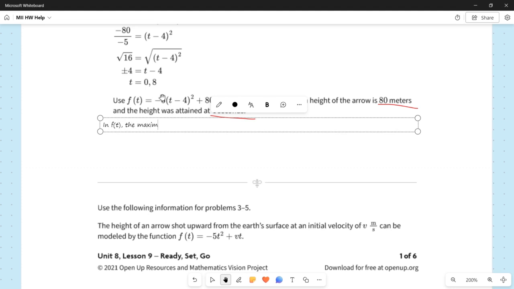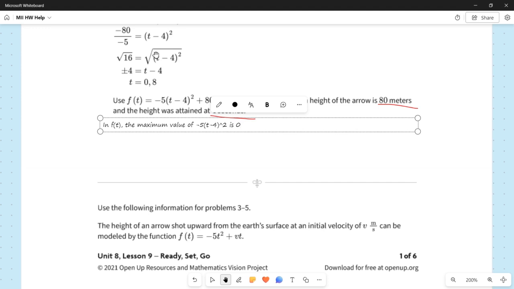the maximum value of the first piece, negative 5 times (t minus 4) squared, is 0. The reason is that we have something squared, which is guaranteed to be non-negative. It's either 0 or positive. But then we multiply that by negative 5, which means it's guaranteed to be non-positive. It's either going to be 0 or it's going to be negative. So the maximum possible value for that thing is 0.